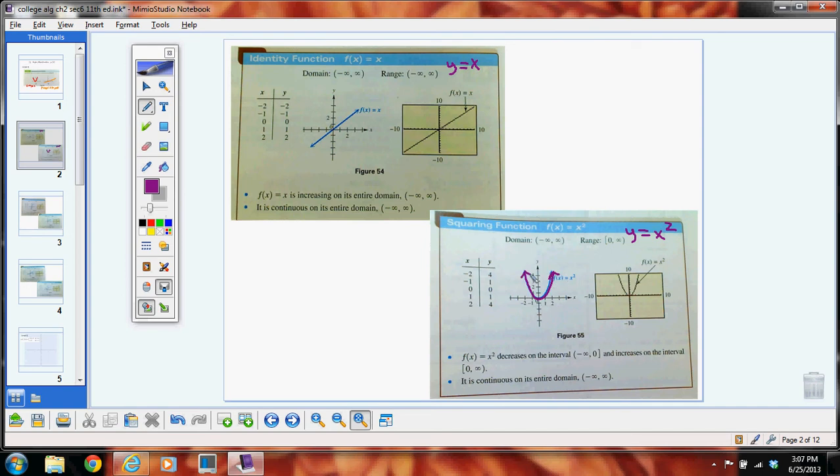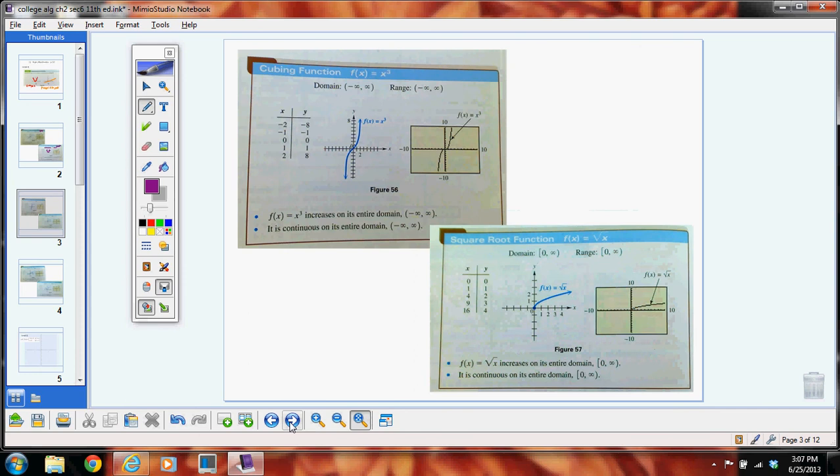Now the domain on this, it will eventually cover all the x's, so domain is negative infinity to positive infinity. The range, though, is from 0 to infinity. It only covers zero, the smallest one, and up. So I want you to be able to picture that graph every time you see y equals x squared.